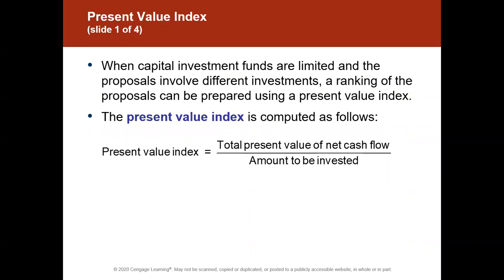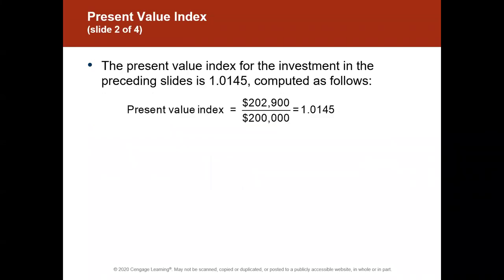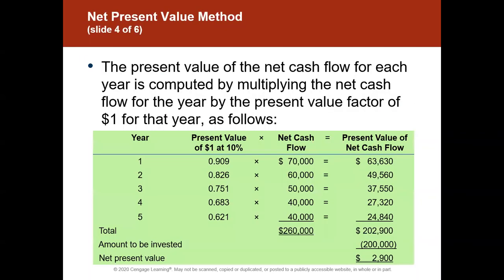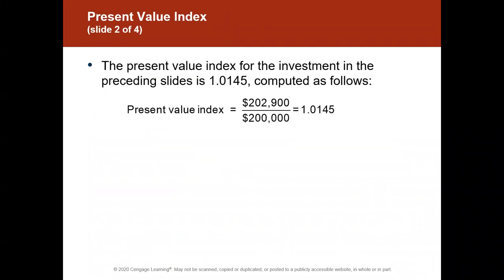All right, the present value index is just the total present value of a net cash flow divided by the amount to be invested. Okay, so we just figured out how to calculate the total present value. For example, this one, the total present value was 202,900. So to find the present value index, we take 202,900 divided by 200,000, and it gives us 1.0145. Again, we use that a lot when we're comparing multiple investments. You can just see really quick.